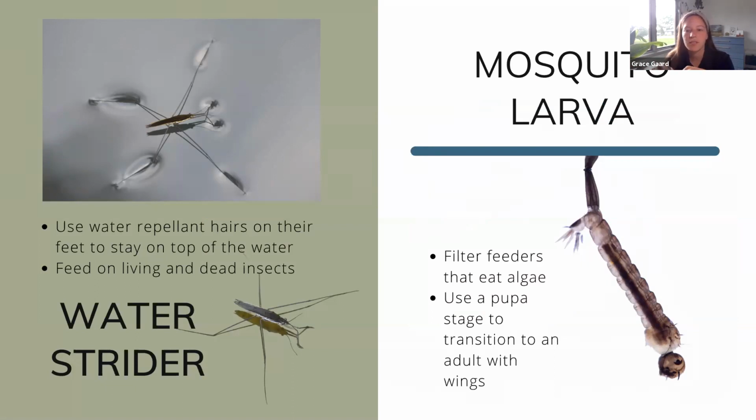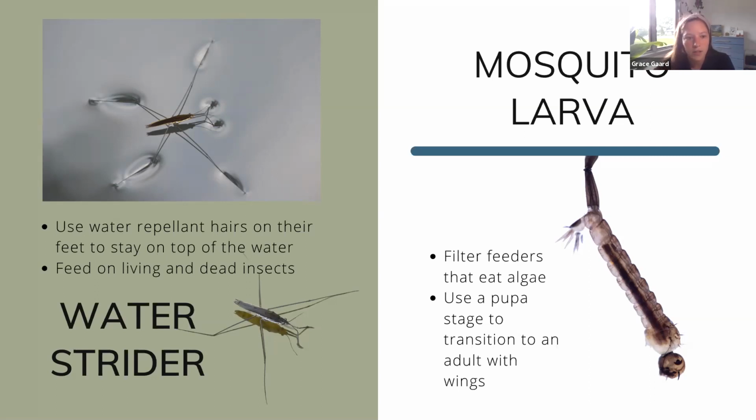But these first 2 species can be found in most all wetland types and wetland areas, especially where the water is not moving very fast. So water striders are very common. I'm sure you've probably seen one before. They skate along the top of the water, and they use water repellent hairs on their feet that help them balance on that surface tension. And they feed on living and dead insects.